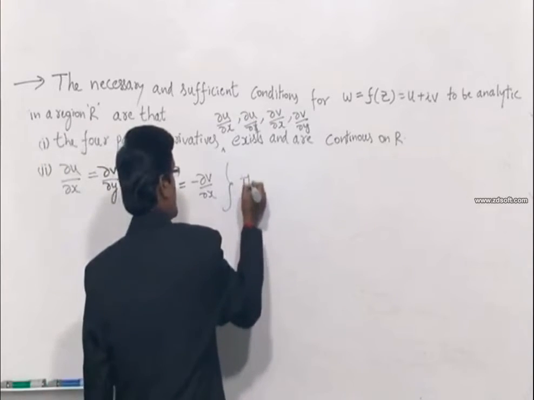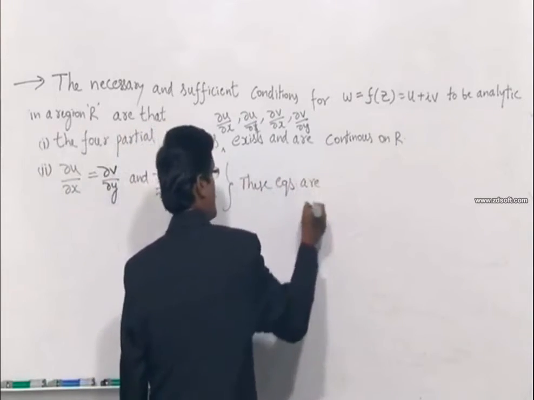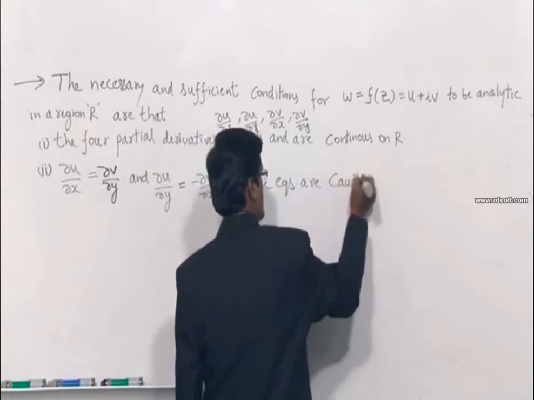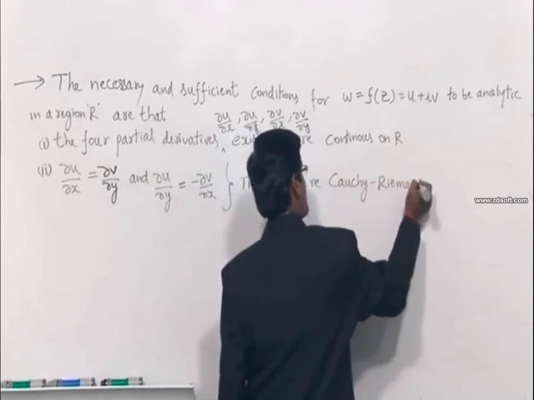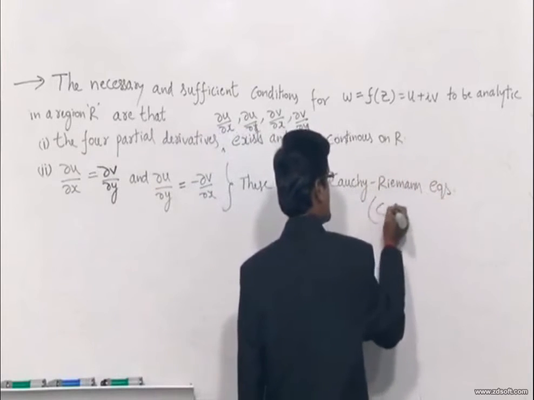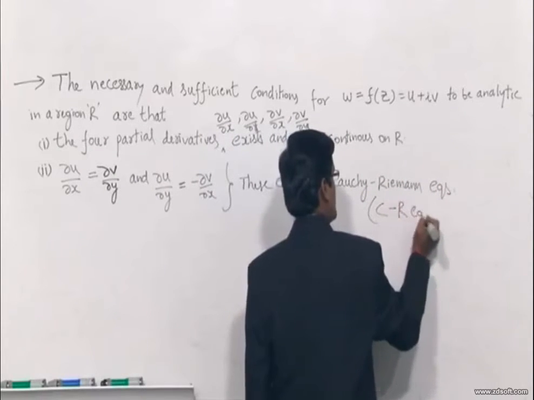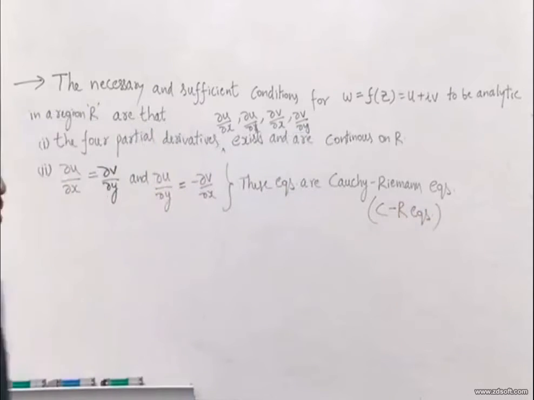So these equations are called Cauchy-Riemann equations, in brackets, simply CR equations.